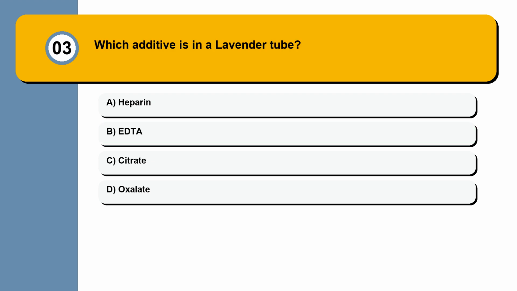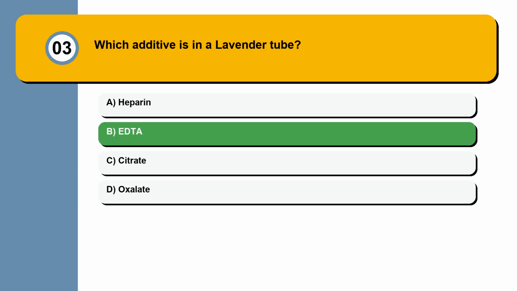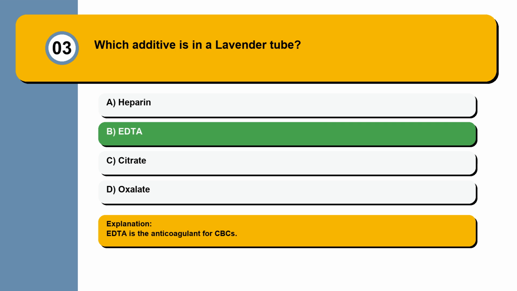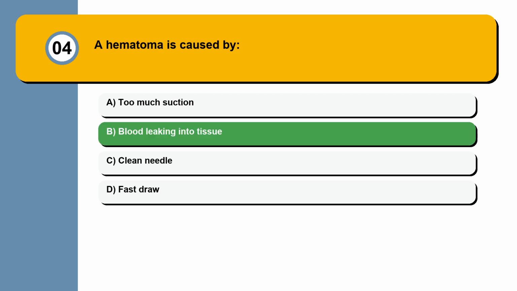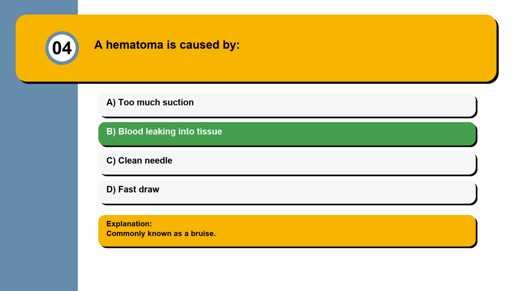Question 3. Which additive is in a lavender tube? Heparin, EDTA, citrate, oxalate. EDTA is the anticoagulant for CBCs. Question 4. A hematoma is caused by too much suction, blood leaking into tissue, clean needle, fast draw. Commonly known as a bruise.